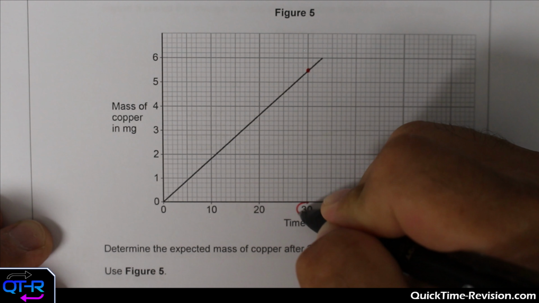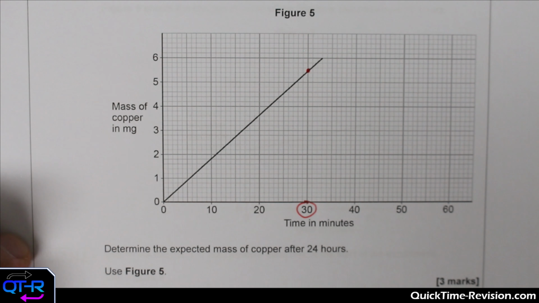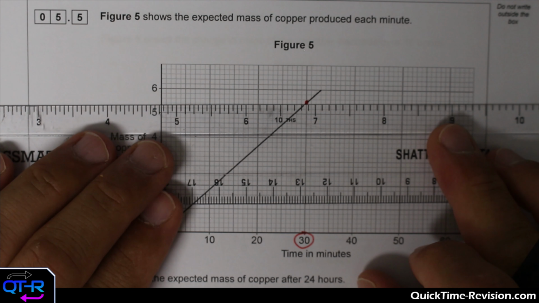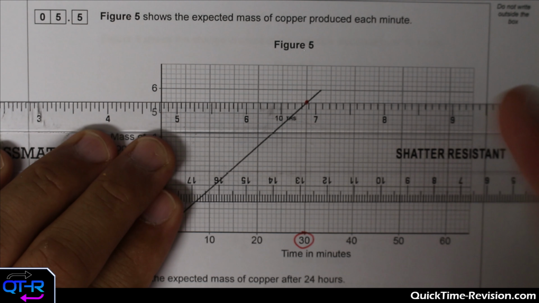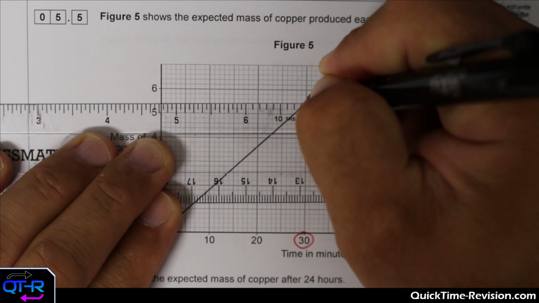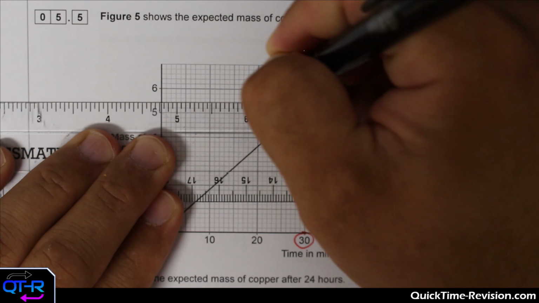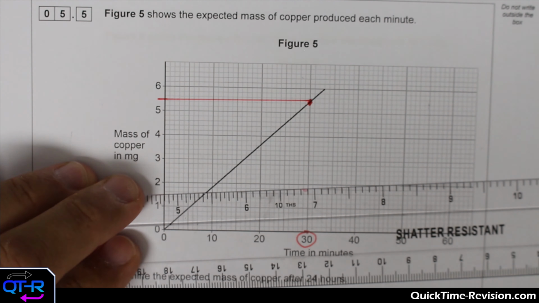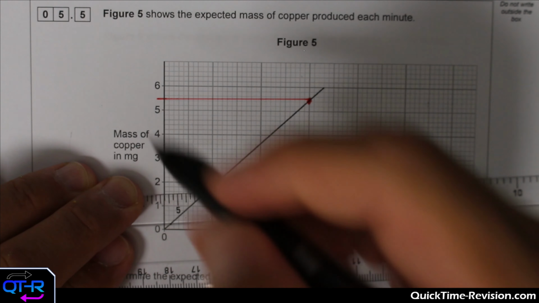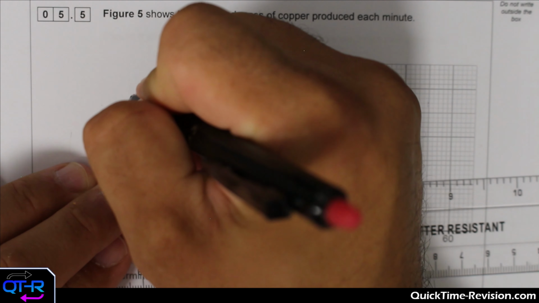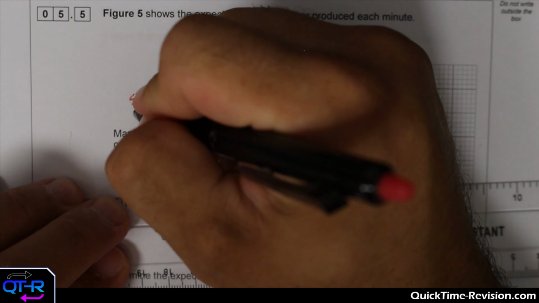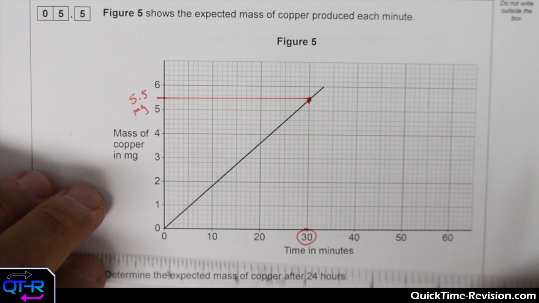Okay, so we're gonna mark it with 30 minutes. Now if we move across with the ruler, that's probably going to be halfway through that square. That's going to take us here. We need to find out what that value is. Well, that's dead in the middle of 5 and 6. So I can say that that is maybe a 5.5. Okay, that is 5.5 milligrams every 30 minutes.